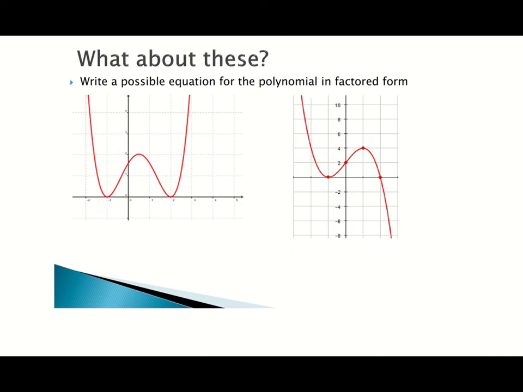The last thing we're going to look at is what about these? Write a possible equation for the polynomial in factored form. So here I have double roots. I have something with a multiplicity because it's tangent to the axis here, or it bounces off. So as I come down, I don't go through my axis, I bounce off my axis and come back up. So this indicates that I have a double root. And on this first one, I actually have a double root at -1 and at 2.